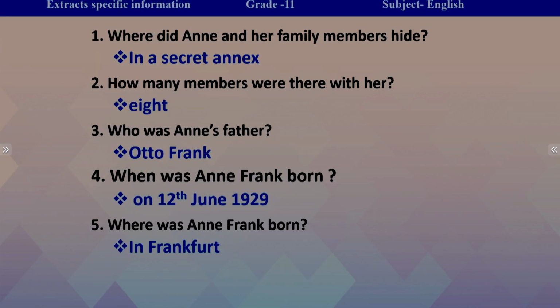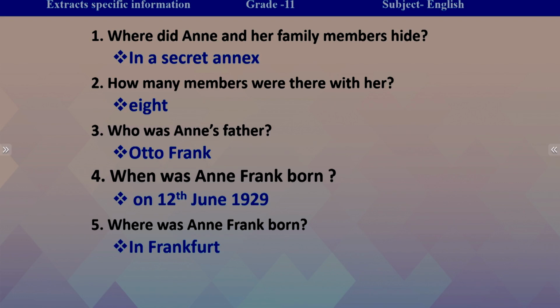I hope you have already done. Shall we go for the answers? Yes, there you are. Where did Anne and her family members hide? In a secret annex. How many members were there with her? There were 8. Good. Who was Anne's father? Yeah, that was Otto Frank.